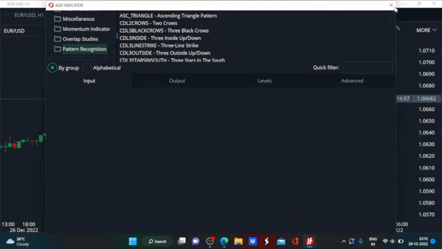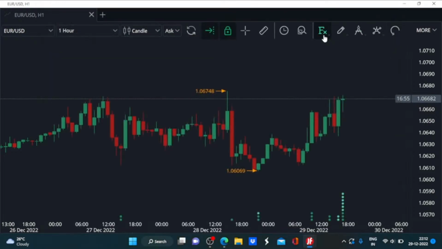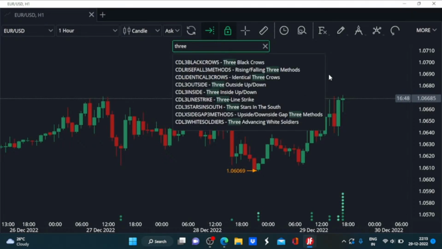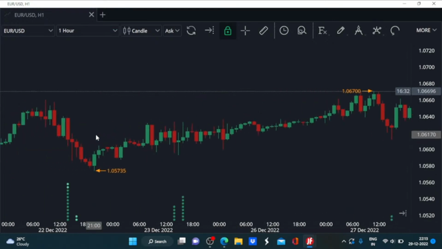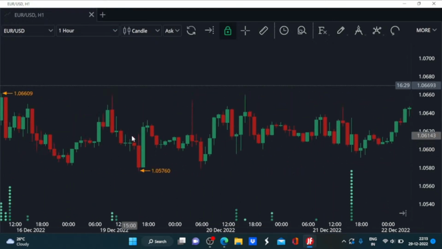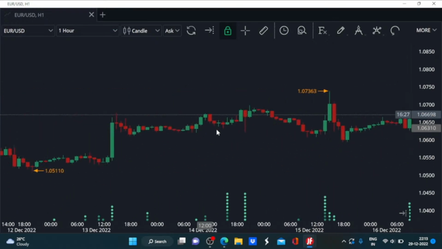So now let's add it, and for that you don't even have to take this much trouble. Even if you simply do a quick search with writing these three, you will get this three line strike appearing on your drawdown panel, and here I have added. This is the chart of Euro USD with the hourly candle period. Now let's go back in time, and we will come across an instance where this formation might have taken shape.